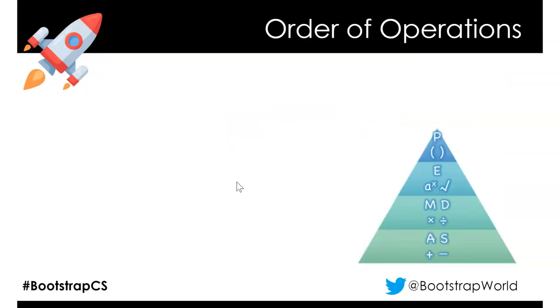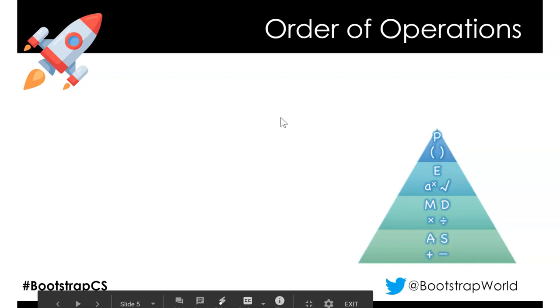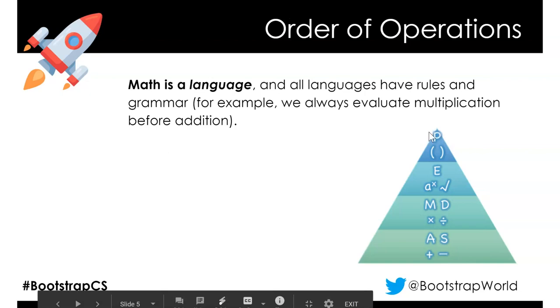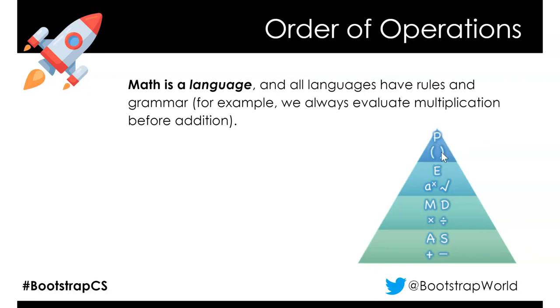If you remember from algebra, pre-algebra, this over here, PEMDAS, order of operations. So math is a language, and just like all languages, it has rules for grammar. So the rule is we always evaluate multiplication before addition. And that's what this pyramid is showing. If you remember that, we first evaluate anything inside of parentheses. Then we do exponents or square roots or, you know, roots.